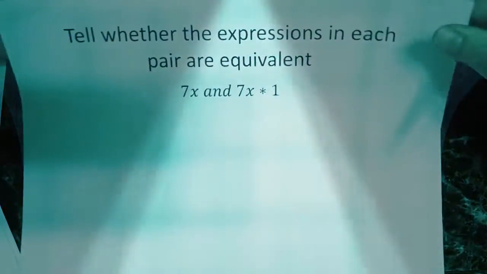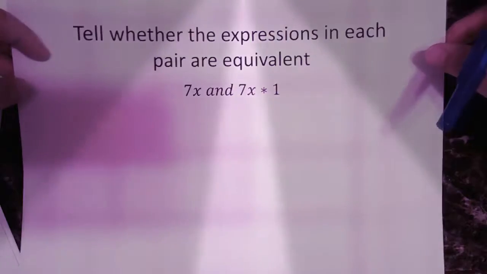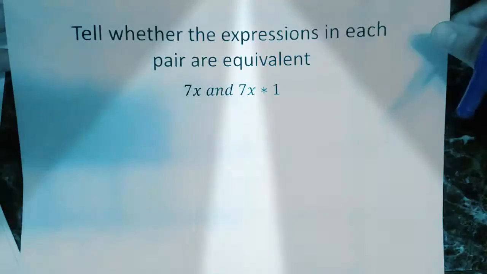Now our task is to tell whether the expressions in each pair are equivalent. And again, all we're doing is telling if they're equivalent or not. It doesn't say to explain. It doesn't say to justify. It doesn't say any of that. It just says, tell me if they're equivalent or not. I would like for you to explain. However, the directions do not say that. So it just says to tell if they are equivalent.